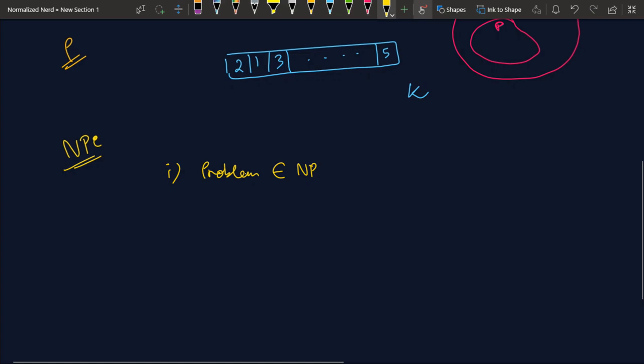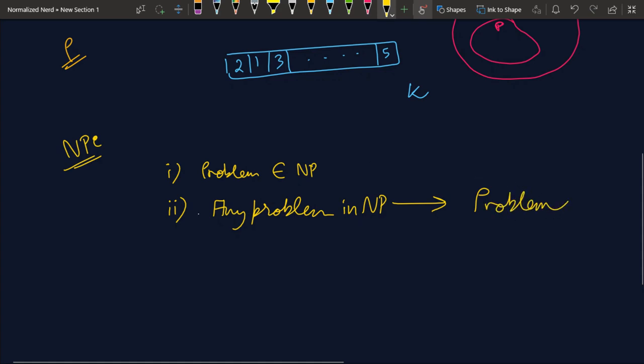We just need to have some dummy solutions, and we just need to check whether the solutions are correct or not. And if you can do this in polynomial time, then the problem belongs to NP. The second condition is every problem in NP should be reducible to this particular problem. So if these two conditions are met, then we say that the problem belongs to NPC, that is the NP complete class.